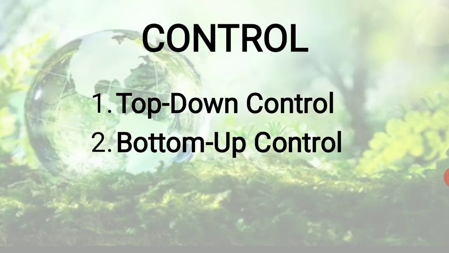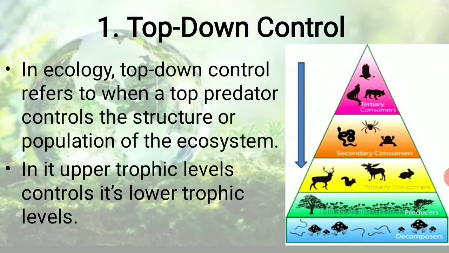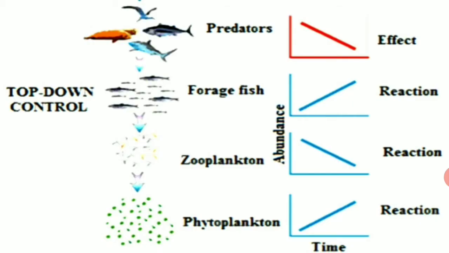So there are two types of control in our ecosystem, such as top-down control and bottom-up control. So let's see what top-down control is. In an ecosystem, top-down control refers to when a top predator controls the structure or the population of the ecosystem. That means upper trophic levels control the lower trophic levels. So let's see a hypothetical example so that you can easily understand what top-down control is.